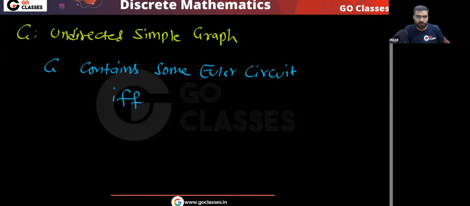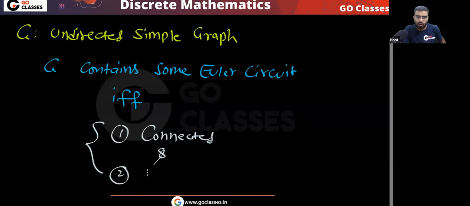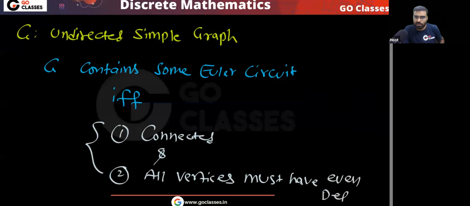If and only if, what should happen? Two things should happen. The first is G must be connected. And the second, all vertices must have even degree. Yes or no? All vertices must have even degree. This is the theorem. Very simple. If G is an undirected simple graph, then G contains an Euler circuit if and only if it is connected and all vertices have even degree.